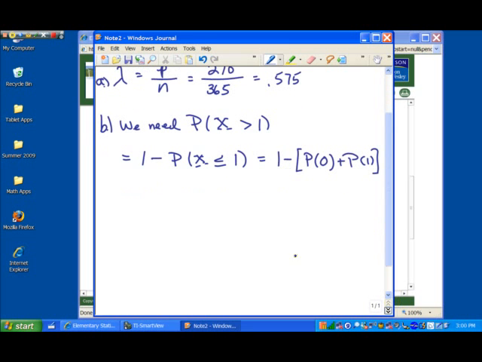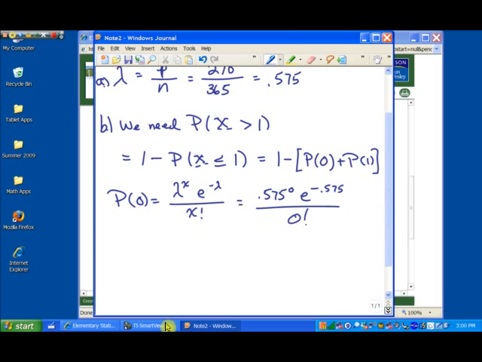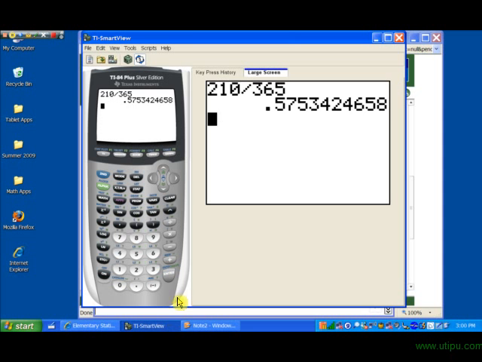So let's go ahead and start to compute that. Now, let's just take a look at the first one here, the probability of zero. Now think of what that means for our Poisson probability distribution function. Remember, that's what? Lambda to the x, e to the minus lambda over x factorial. So to compute P of zero, remember, lambda is 0.575, we'll raise that to the zero power, times e to the minus 0.575, that's lambda, over zero factorial. Let's go ahead and compute this here, just so you know how to do it.